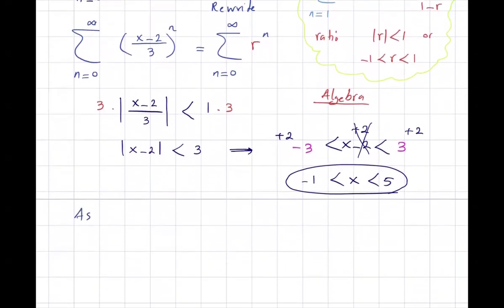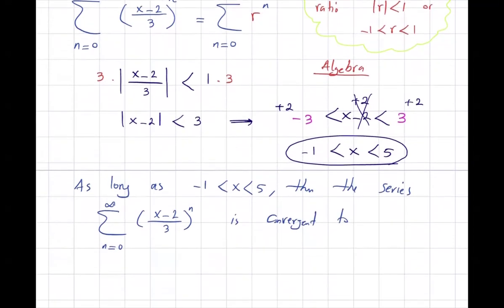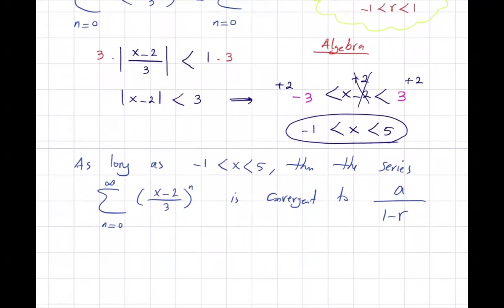As long as x is bounded between -1 and 5, then the series, which is the summation of (x minus 2 divided by 3) to power n, starting from 0 to infinity, is convergent to what? To a divided by 1 minus r. But what is a? If you plug in 0, your a is equal to just 1, all right? So you have 1 divided by 1 minus (x minus 2) divided by 3.